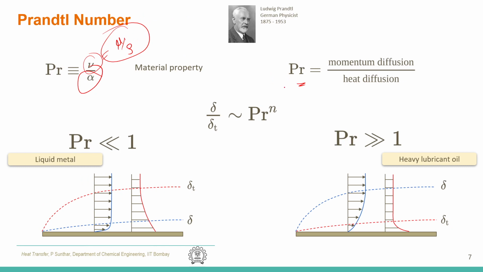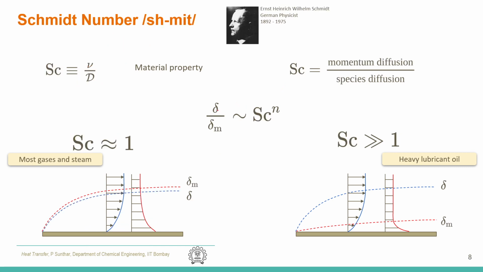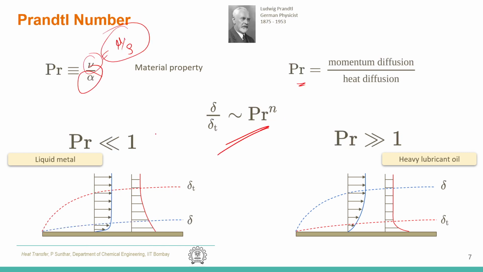So you can also get an idea of the thickness of the momentum boundary layer upon the thermal boundary layer by this Prandtl number. Similarly, the momentum boundary layer upon the mass transfer, or you can say the concentration boundary layer, by this Schmidt number. That is, if Prandtl number is very much less than 1, that implies delta T will be higher, and the momentum boundary layer will be lesser.